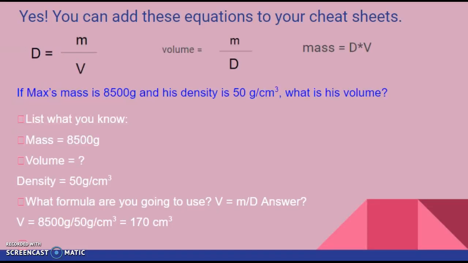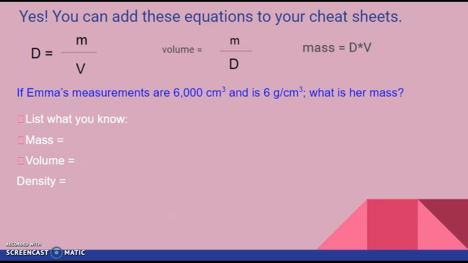Hi, this is Mrs. KJ going over part 2 of lesson 1.11, density. So we have one more type of problem that we're going to go over.